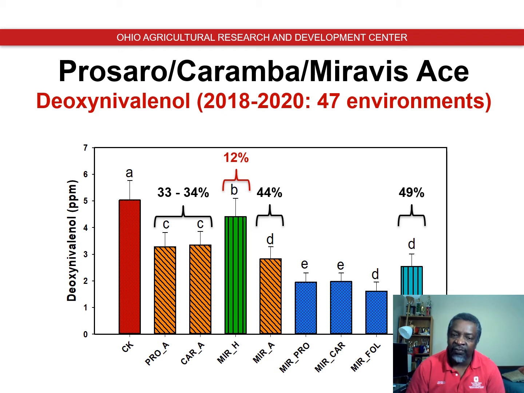Again, as was the case with visual symptoms, a two-treatment program applying Miravis Ace at anthesis, followed by Prosaro, Caramba, or Fungicide 4 to 6 days later, resulted in about 61 to 71% reduction. In other words, the two-treatment program resulted in the greatest level of reduction in vomitoxin in the grain.